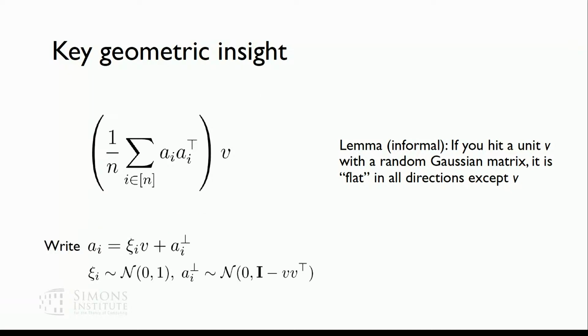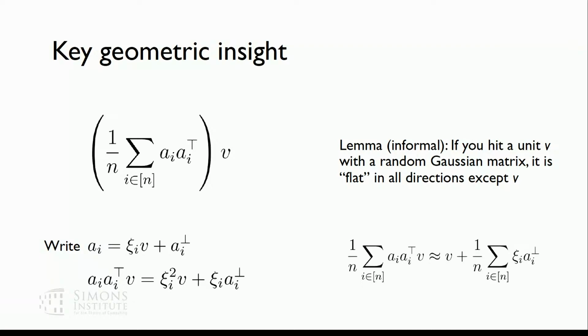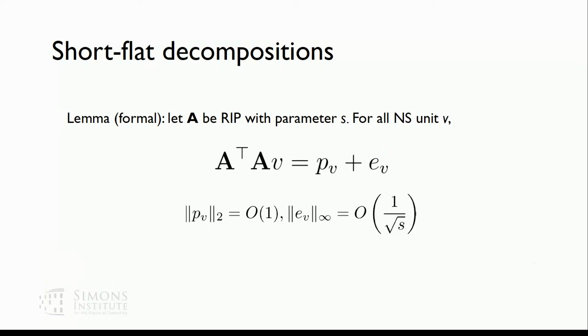I'm going to write each a_i in the following way: I'm going to decompose it into the v direction and all the orthogonal directions. The thing to note is that a_i transpose v really accumulates in the v direction, because you get this psi squared term, but everything else is basically random. If I average a bunch of these, it'll definitely pick up the v direction, but it won't favor any particular other direction. In particular, this other vector is essentially random, so it's L infinity bounded. It's not hard to convince yourself that the trade-off is roughly 1 over root n times maybe root log n.